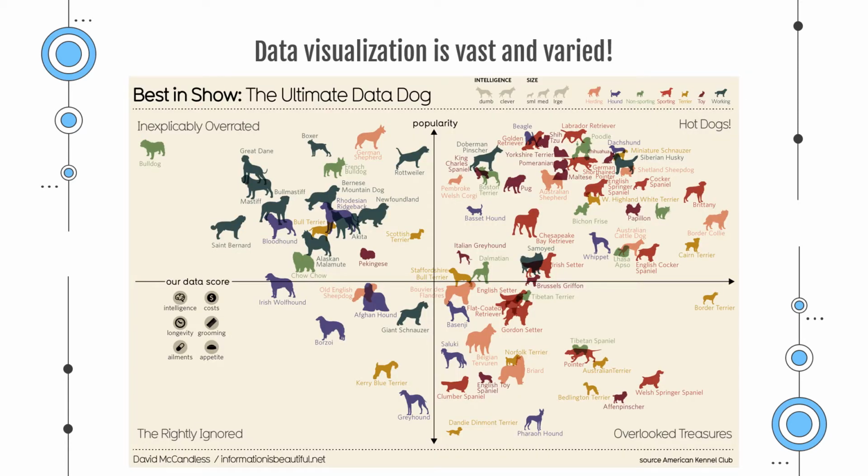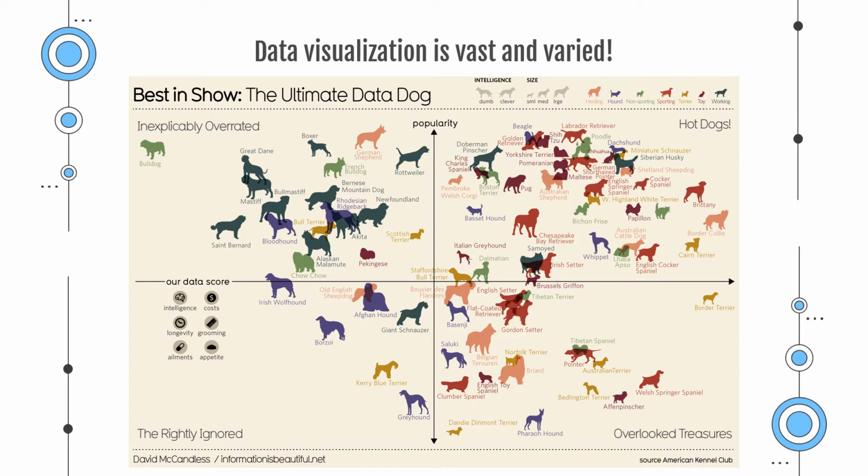The last example I wanted to show is a bit more fun than the previous slide. This is from a company called Information is Beautiful, which I highly recommend. They created a visualization of various dogs based on their popularity on the y-axis going vertically. And then they also compiled a score for each dog based on their intelligence, costs, longevity, grooming, ailments, and appetites. And then they mapped the dogs accordingly.